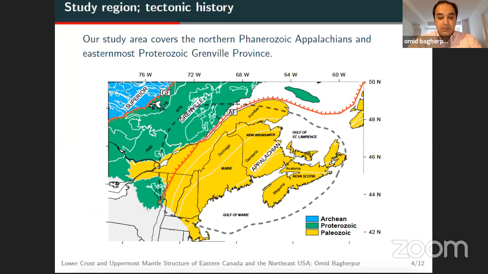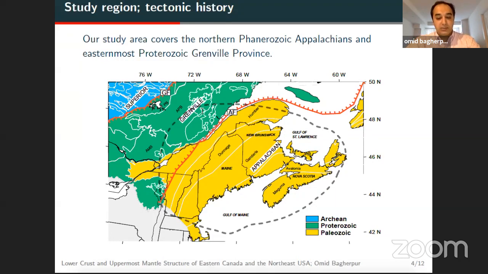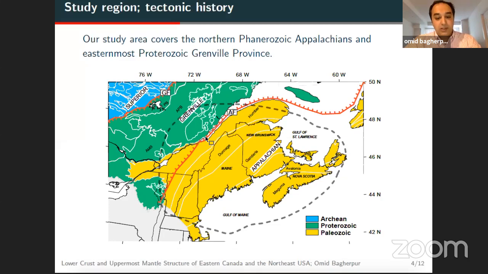Here's a simplified tectonic map of Eastern Canada. At the core of North America, we have the Archean Superior Craton that is not included in our study area. I've marked the study area by the dashed line in this map. In the Northwest, the Grenville province has over 1 billion years of tectonic history. It is separated from the Northern Appalachians by this red line, which is a major faulting system called the Appalachian Structural Front.